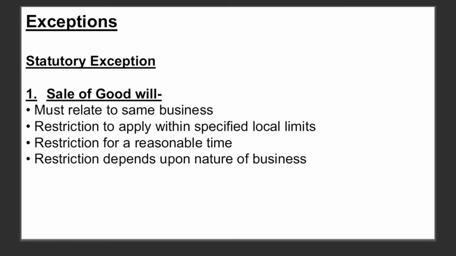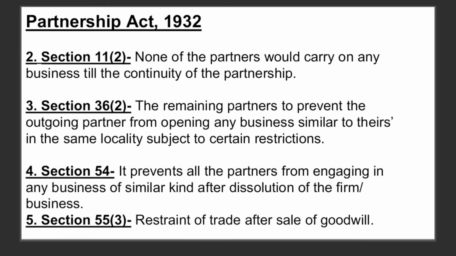Now, let us look at the second set of exceptions that has been provided in the Partnership Act. So, the Partnership Act has also provided some of the exceptions in sections 11, 36, 54 and 55. Section 11(2) says that none of the partners would carry on any business during the continuity of the partnership. And the second one is section 36 subsection 2, which says that the remaining partners can prevent the outgoing partner from opening any business similar to theirs in the same locality, subject to certain restrictions.